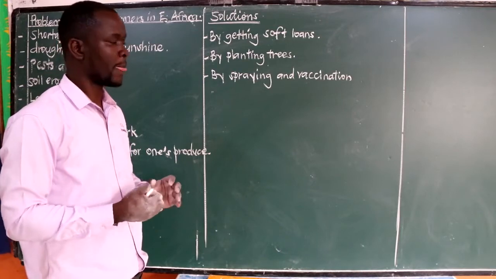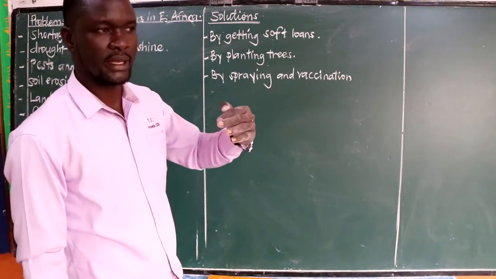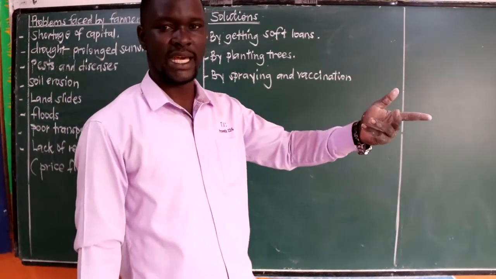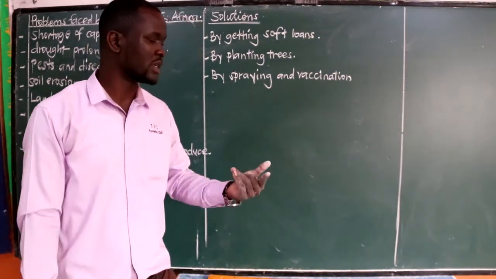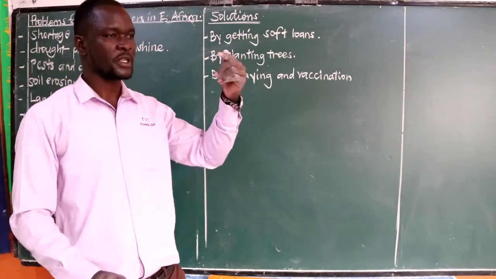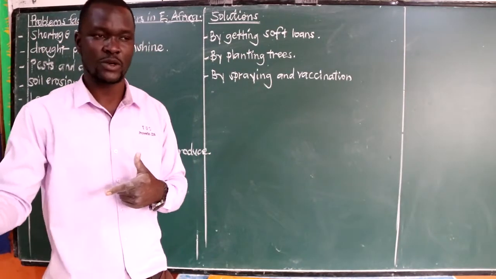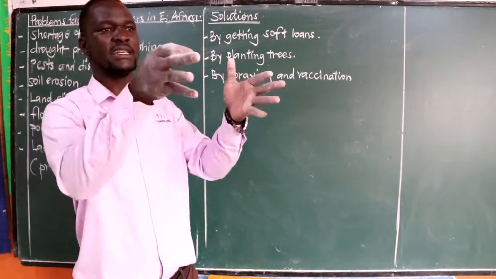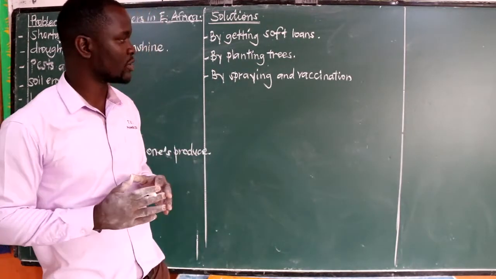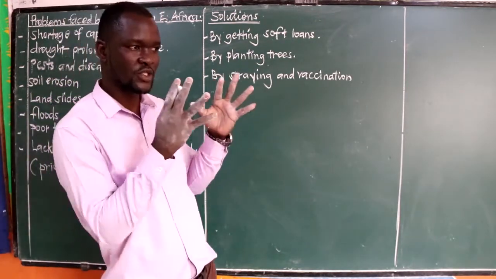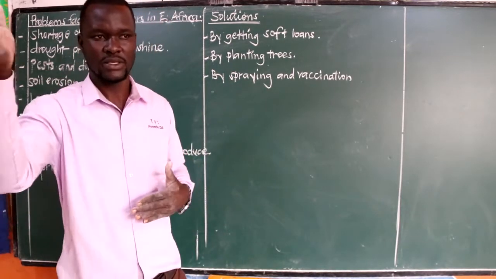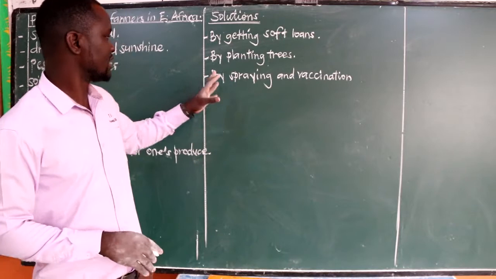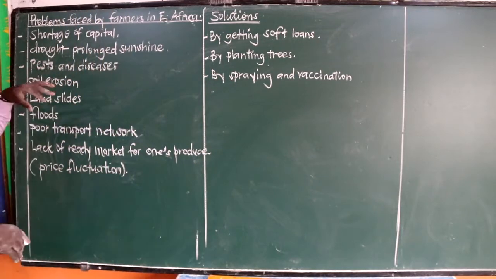For example, if some animals are being identified in a certain area having a serious disease, what the government does is to restrict movement of those animals such that they don't cross to other areas, because when they cross, they will spread the disease to them. So such animals are quarantined, they are restricted, they are put in one area, they are not allowed to move out of that place to go and meet others. So that will overcome the problem of pests and diseases.